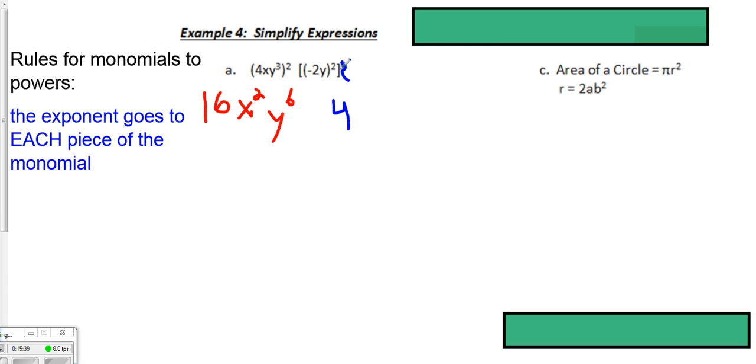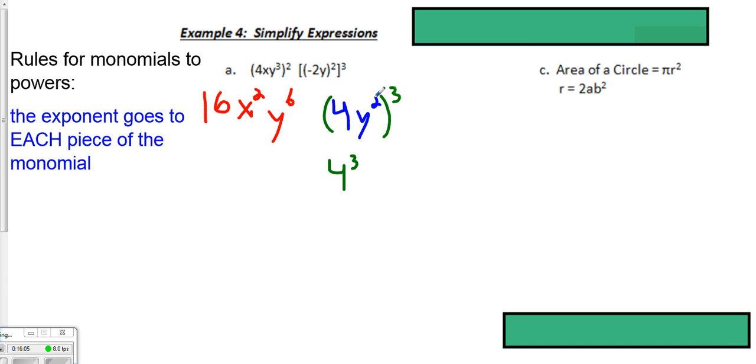Y squared becomes y squared. So we started off with just that piece. Now we need to put it to the third power. So all of this to the third power. So again, we can apply the 3 to each of these pieces individually. Call it 4 to the third power.